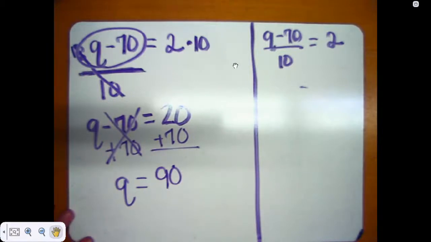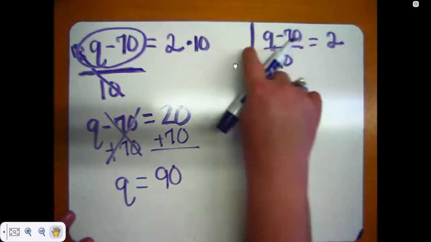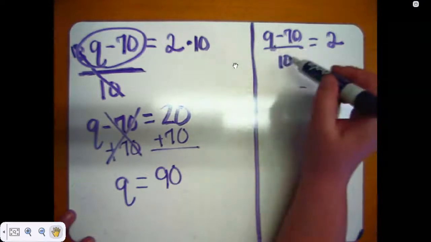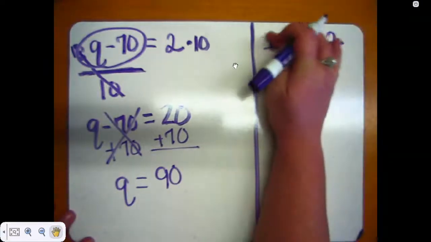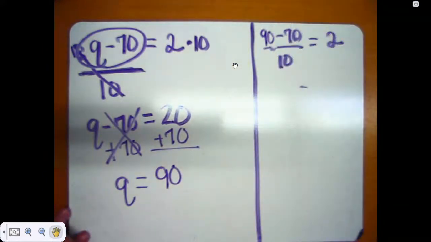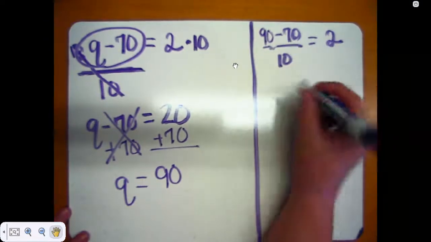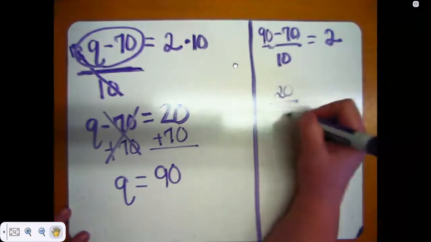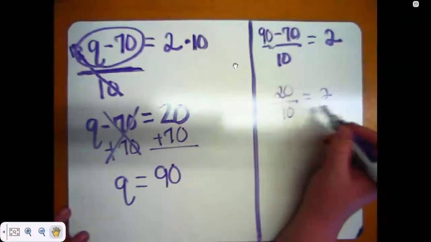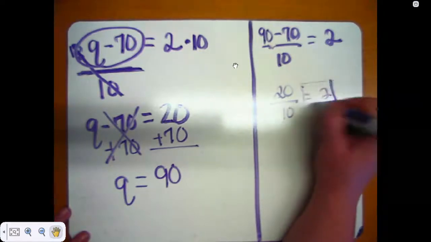So let's put that in our original problem. Our original problem was Q minus 70, all of it under the line, or a line was under all of it, divided by 10. So I'm going to change this Q to 90. Now it says 90 minus 70, which would be 20, divided by 10 equals 2. And 20 divided by 10 is equal to 2. So I know that my answer is correct.